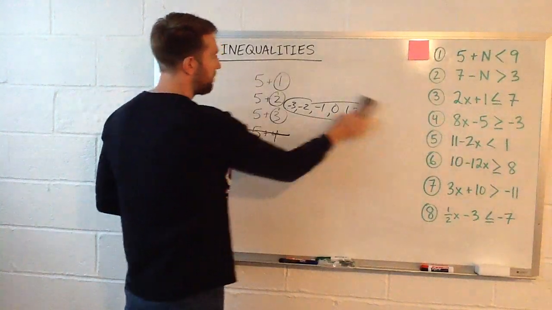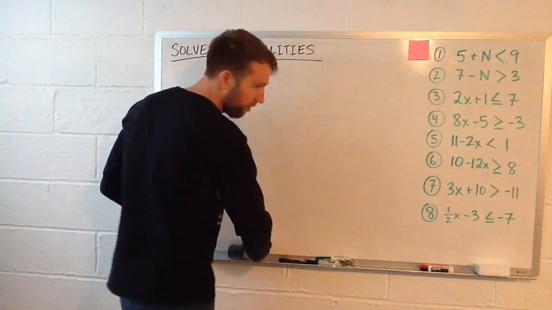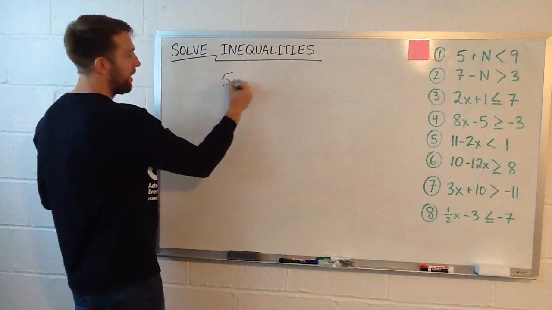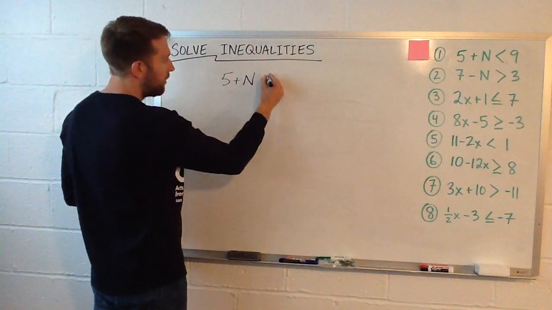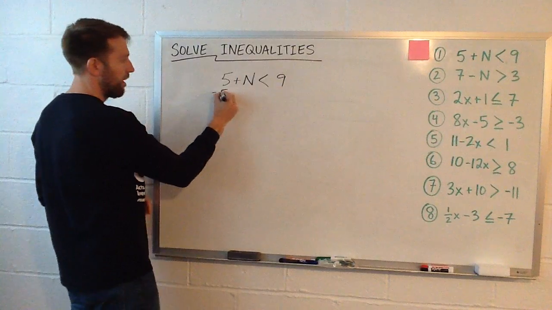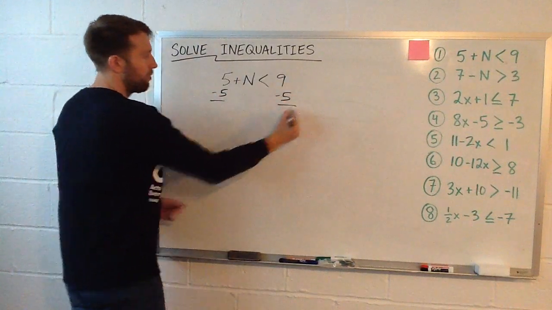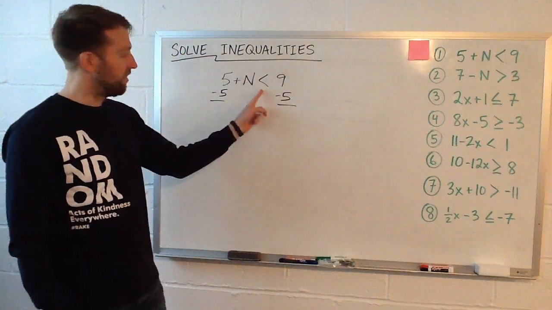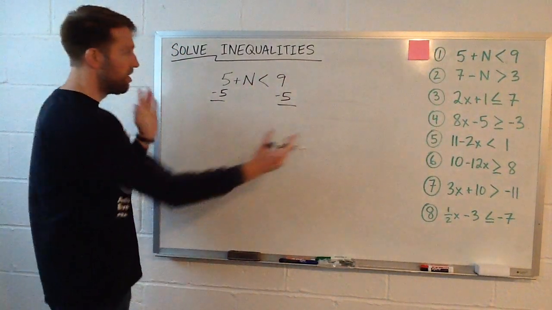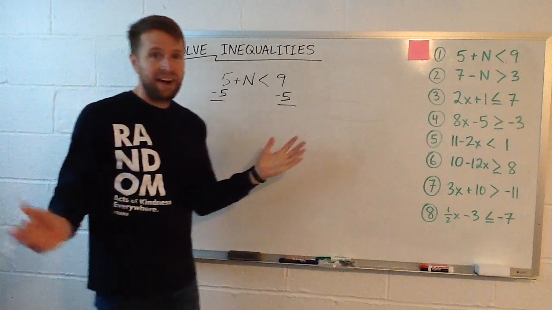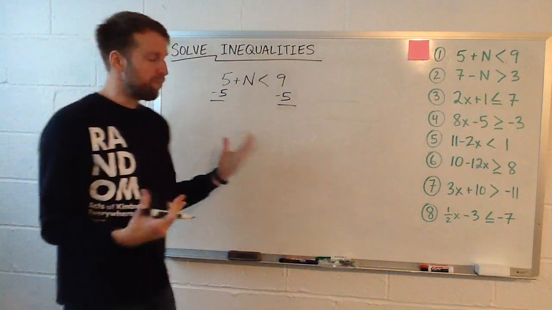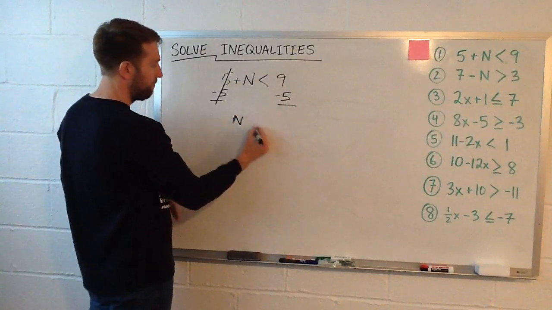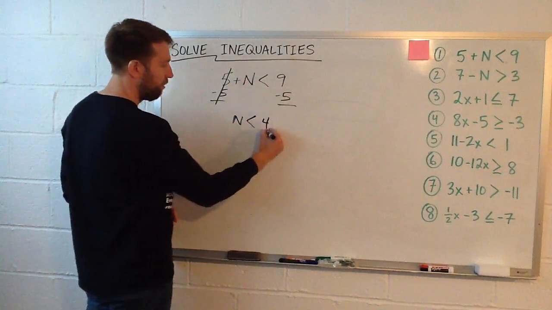So let's go ahead and use some algebra skills, solve this, and see what happens. For number 1, we take 5 plus n, less than 9, and we subtract the 5. We just pretend that this is an equal sign. We just bring down that it's a less than sign, pretend it's equal, balance it out. Whatever you do to one side, do the other side. We all know how math works, right? So the 5's cancel out, and we get n is less than 4.